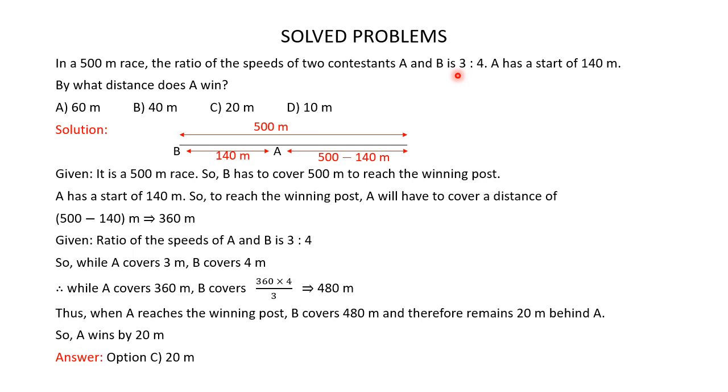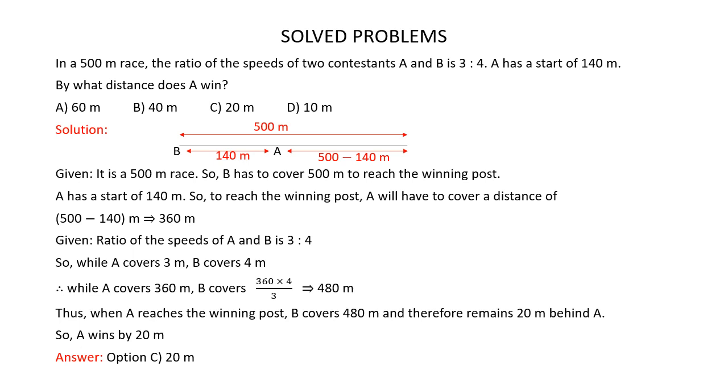Now let's understand the given problem with the help of a diagram. So it's given that it's the 500-meter race. So the whole distance here is 500 meters. It's also given that A has a start of 140 meters. Whereas B has to start from the starting point and has to cover the whole distance of 500 meters to reach the winning post.